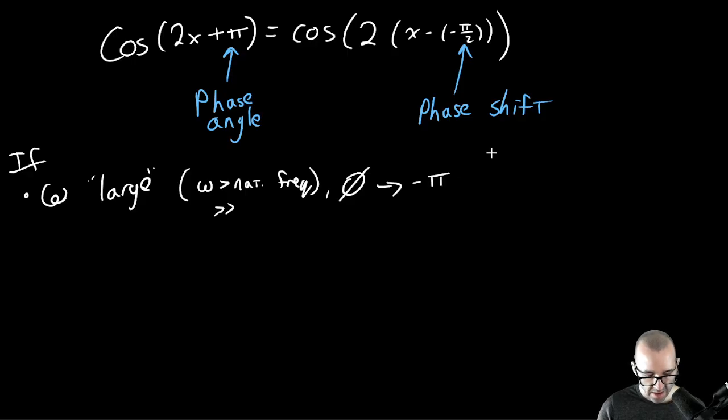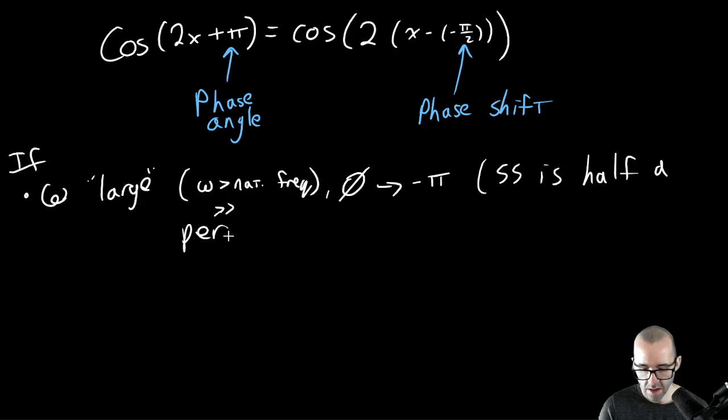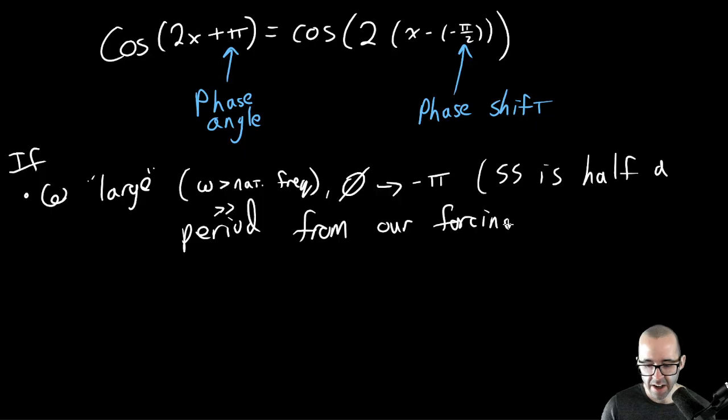So if omega is large, then this approaches negative pi. And specifically, what that means is that our steady state is essentially half a period from our forcing function. We're out of phase, like almost opposite for out of phase.